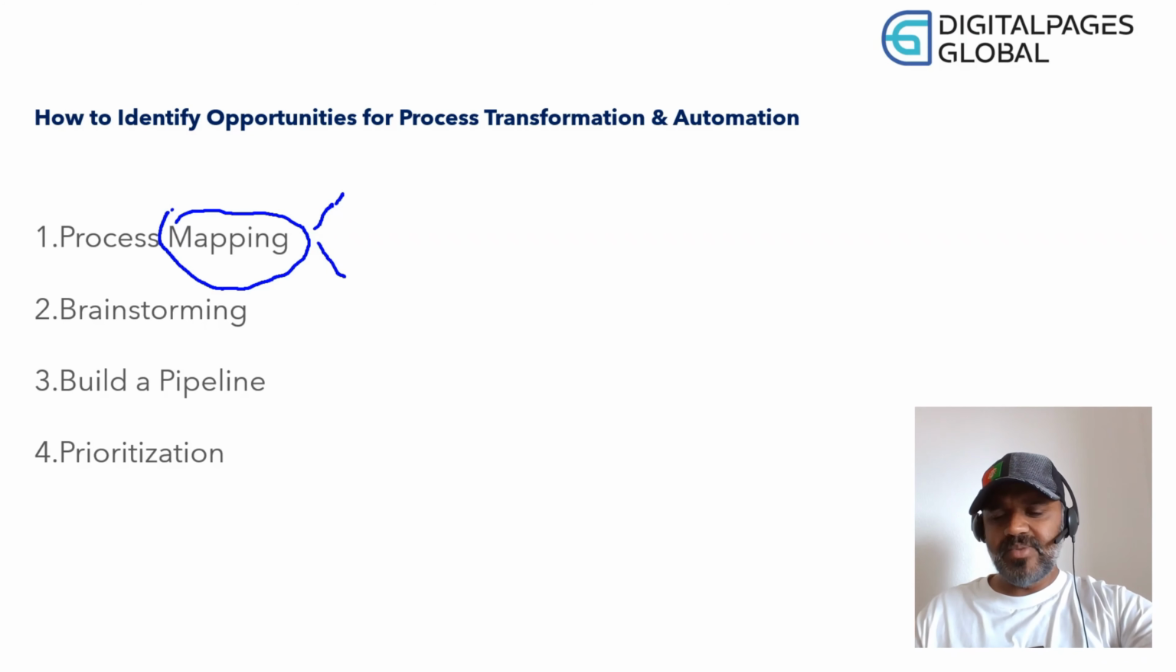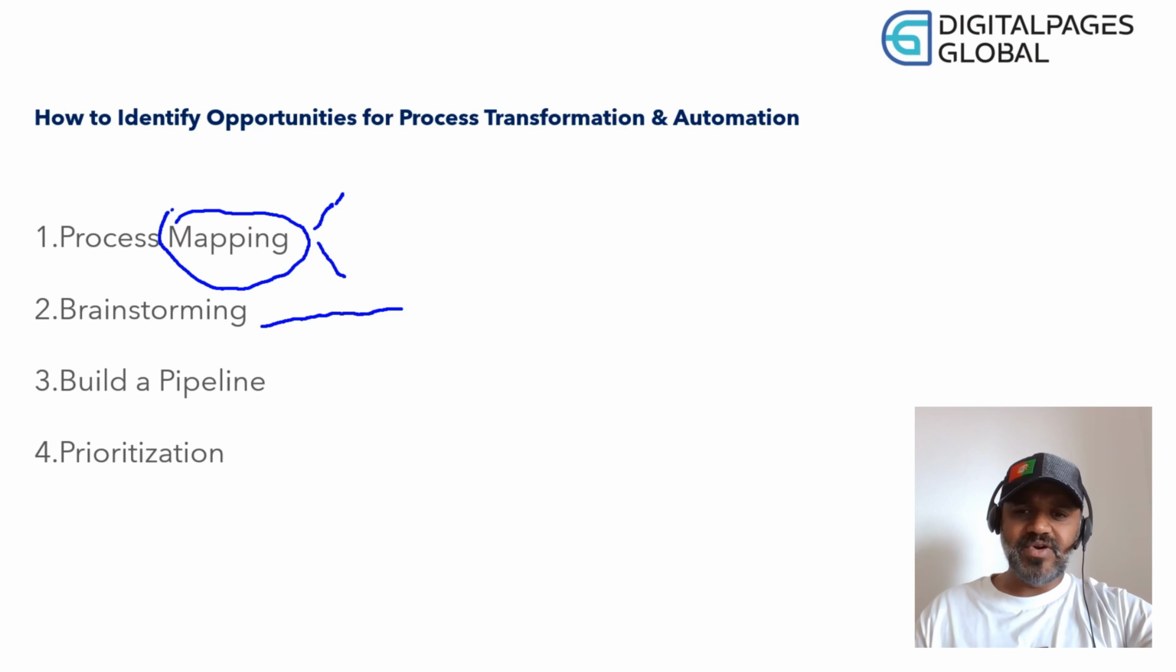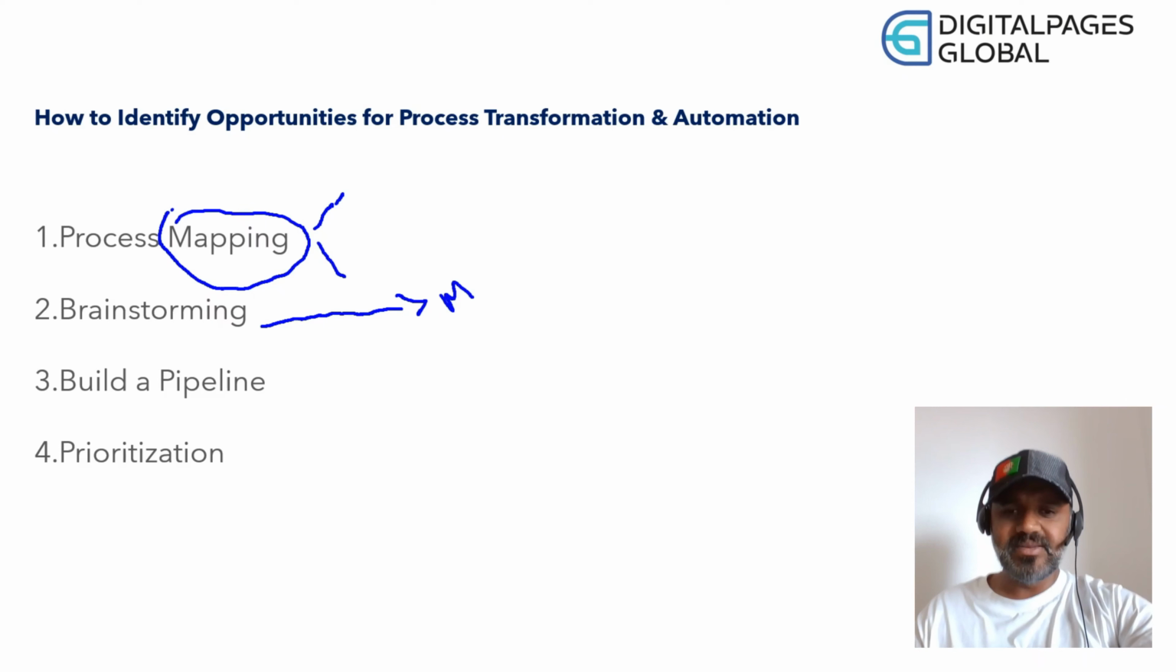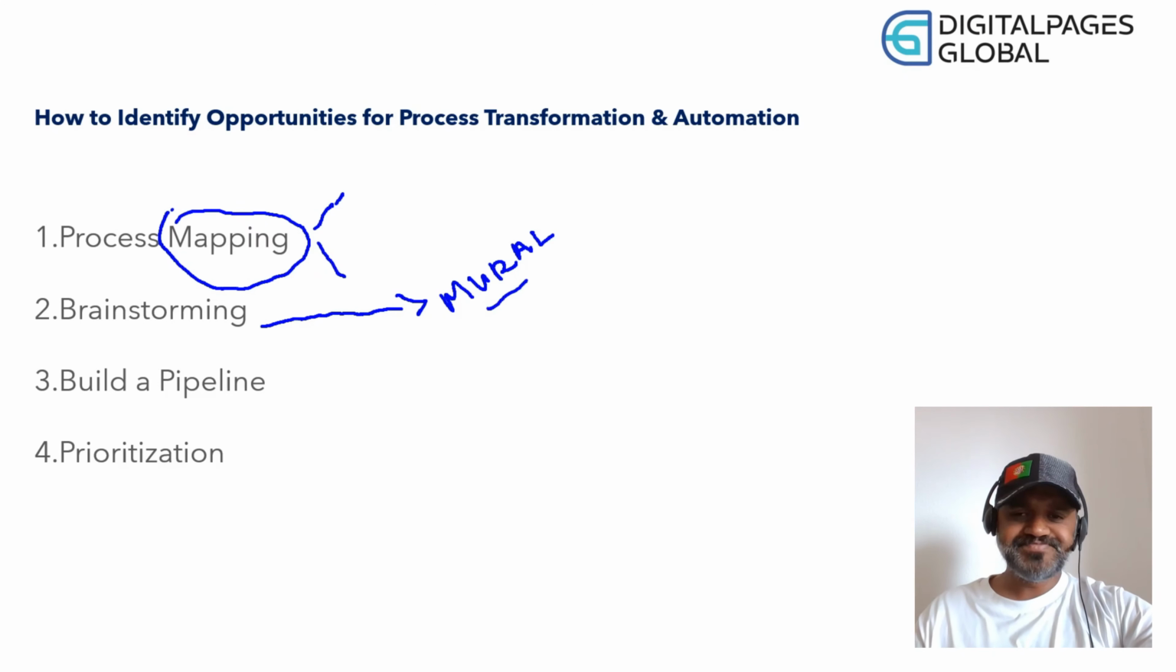Second, we will talk about brainstorming. There are a couple of tools that you can use for brainstorming. You can directly brainstorm from the process map itself, but I will also show you one of those free tools available on the internet, which you can download for free and start using, which is called Mural.